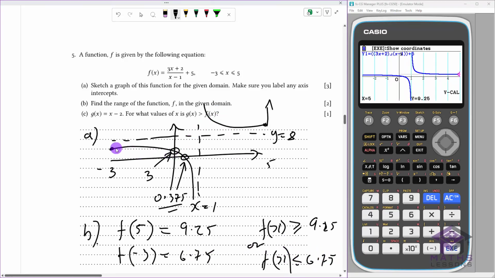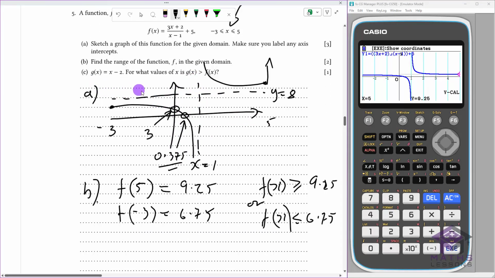Okay, because all of this bit of the graph is lower than 6.75 on the y-axis. All this bit of the graph is more than 9.25 on the y-axis. There is nothing in between because of our restricted domain between -3 and 5. This is our domain. Remember, domain is the x-axis, range is the y-axis.